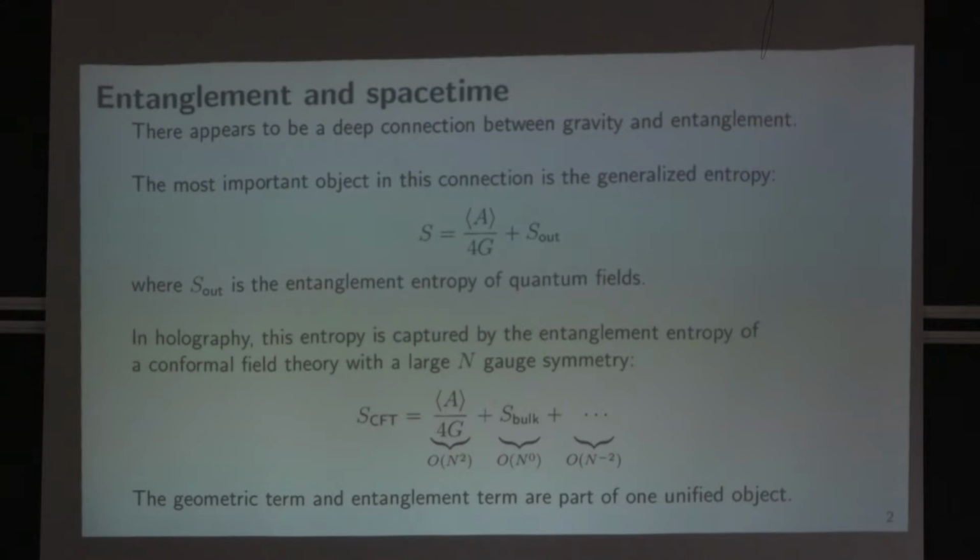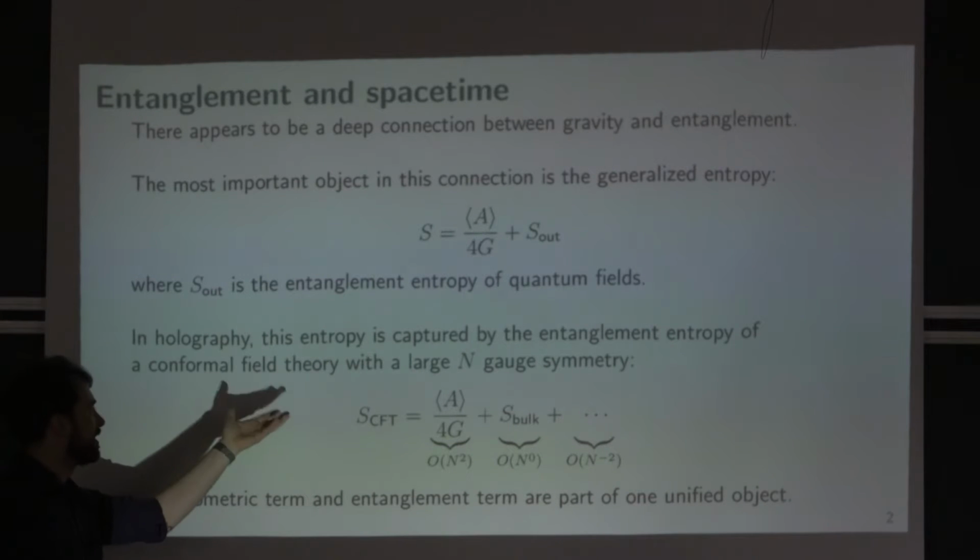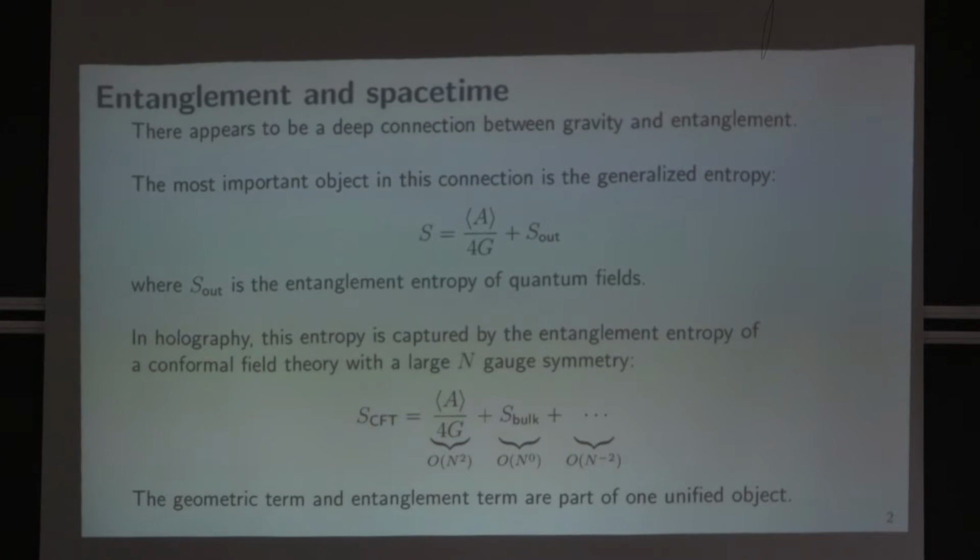And so in holography, this object is captured by entanglement entropy of a dual conformal field theory that lives, say, on the AdS boundary. And that has some parameter which we'll call large N. It's not always a large N gauge theory, but that's the context in which I'm going to think about it. So at least in some instances of the correspondence, you have a gauge theory with a gauge group, U(N) or SU(N), where N is very large.